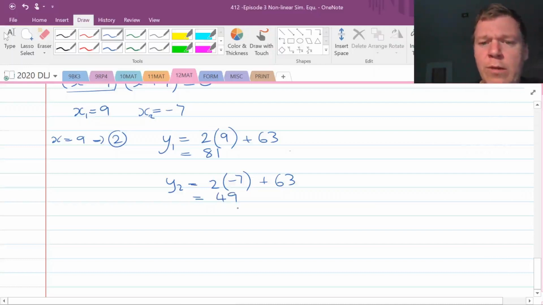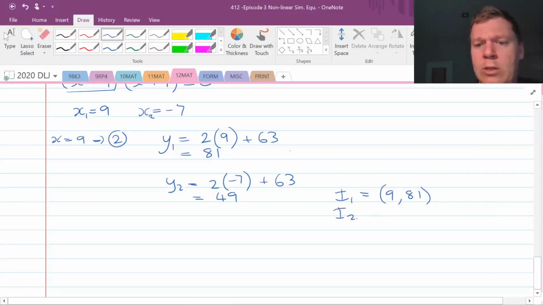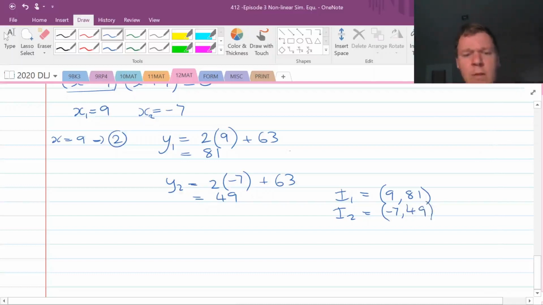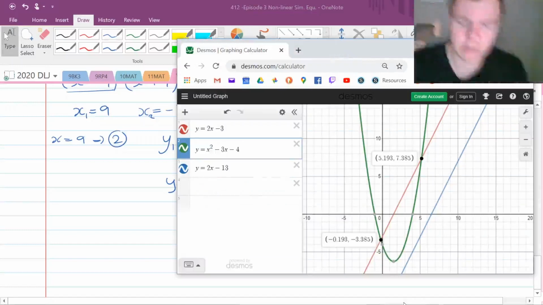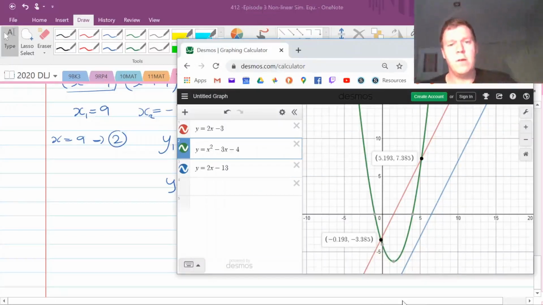So we get 2 points. Intersection 1 is going to be at (9, 81), and intersection 2 is going to be at (negative 7, 49). Alright, let's just plot this on Desmos to see if it actually did turn out that way.